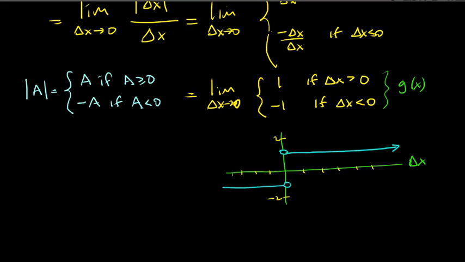When delta x approaches 0 from the right side, we're getting closer to 1. From the left side, we're getting closer to negative 1. Right? You can't have two different values. It can't be 1 and negative 1. It could be 1 or negative 1, but it can't be both. In this case, it's neither, right? Which means this limit does not exist.